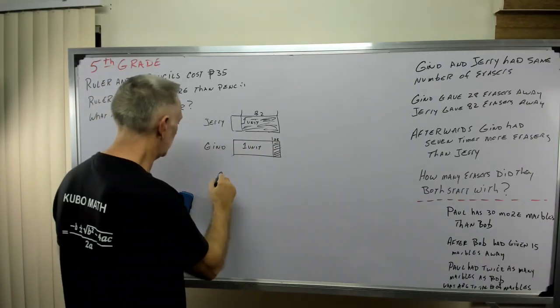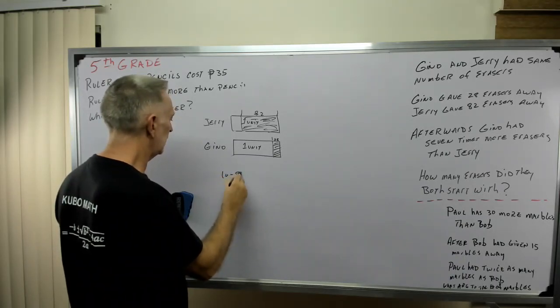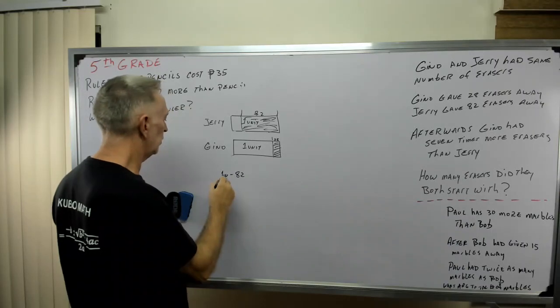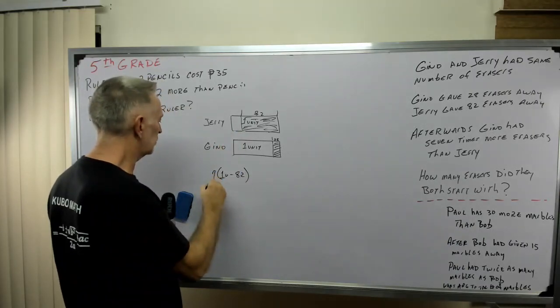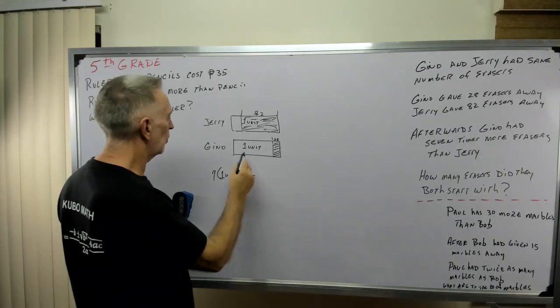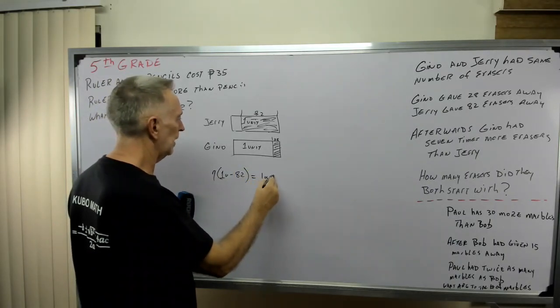Well, what did Jerry have? Jerry had 1 unit minus 82. So that's 1. And it's saying if you multiply that times 7, that equals what Gino had left. Well, Gino had 1 unit minus 28.